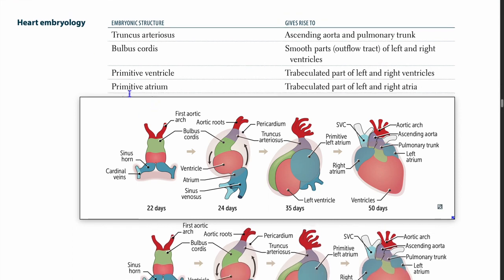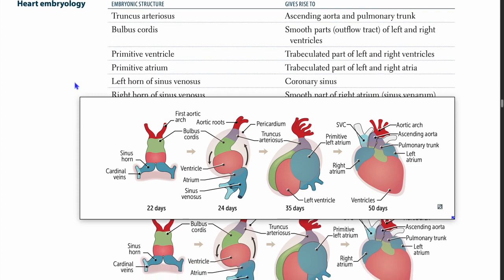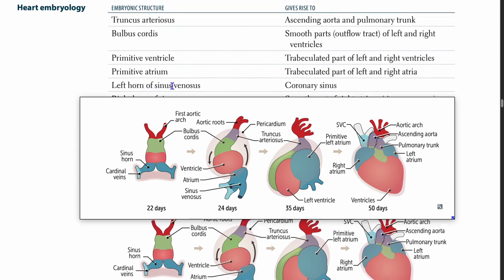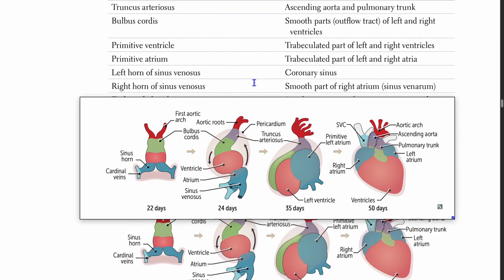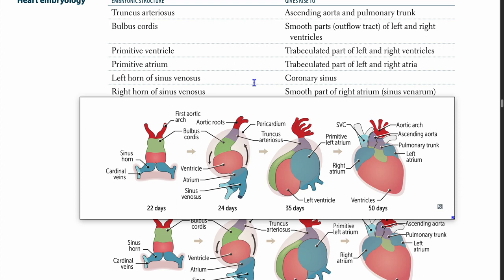You have primitive atrium, trabeculated part of the left and right atria. Then you have left horn of sinus venosus, coronary sinus. Then you have right horn of sinus venosus. Smooth part of right atrium.